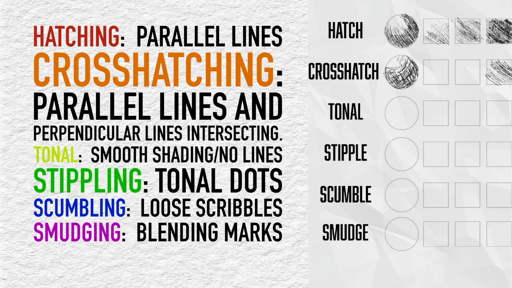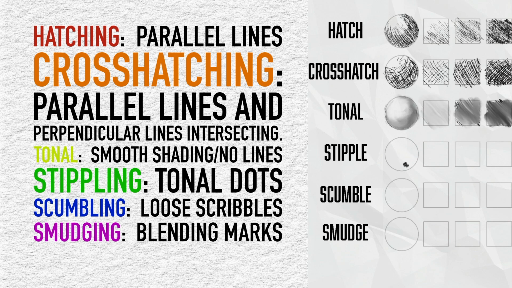Hatching involves drawing parallel lines to build up shading and texture. Cross-hatching adds another layer of lines in the opposite direction, creating deeper values. The tonal technique uses smooth shading without visible lines, creating a soft transition between light and dark.